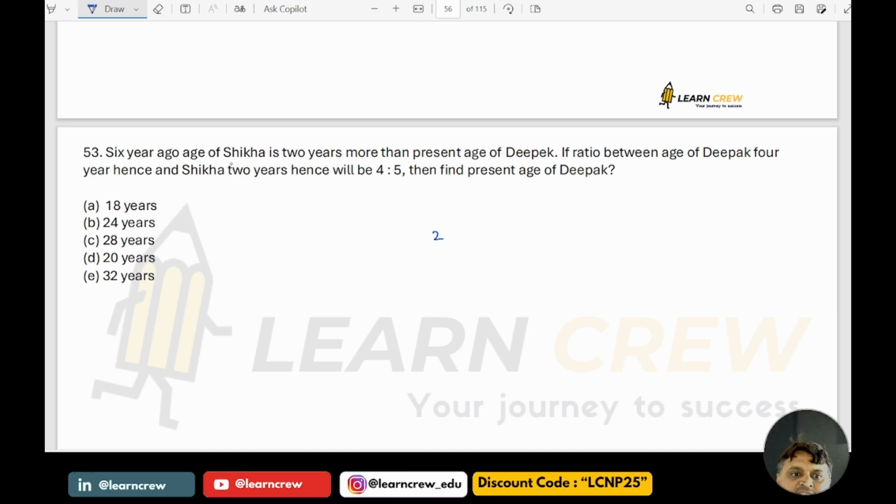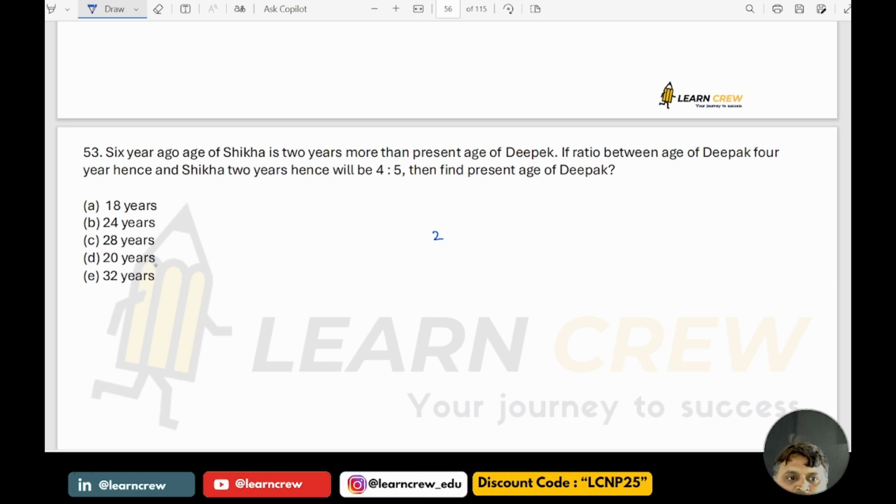So 24. 6 years ago, Deepak would be 18. So Shika would be 2 years more than the present age of Deepak. Present age of Deepak we have taken as 24. 24 plus 2, 26. 6 years ago, she was 26. Now 32, and 32 plus 2 is 34. So 28, 34 is not the answer.